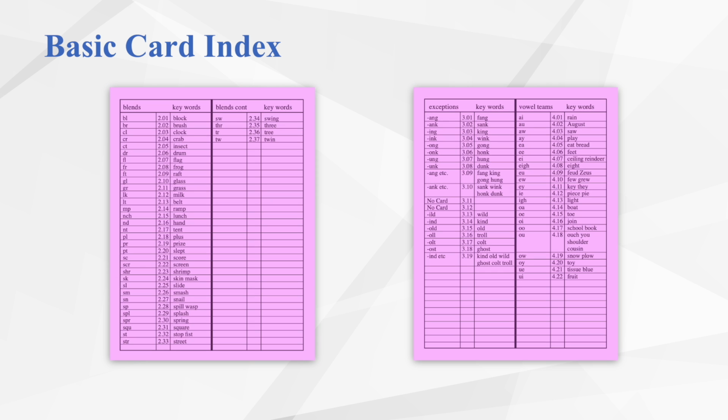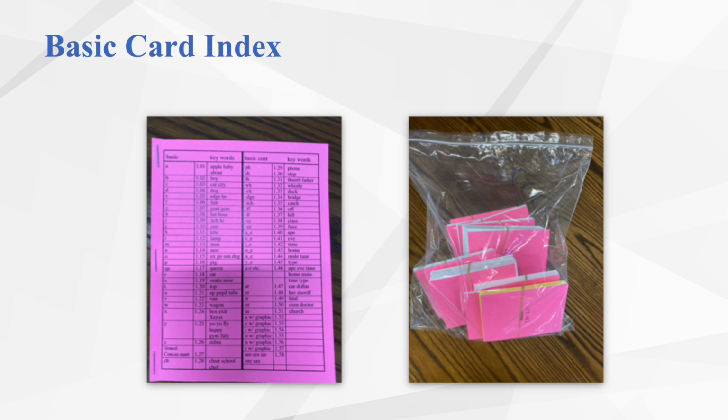The balance of the index cards work in the same fashion. At the top of the card, you'll see the name, blends, exceptions, vowel teams, etc. And then on the front of the card, the number and the keyword. And with that, we have successfully organized our decks for OG instructions. Well done!